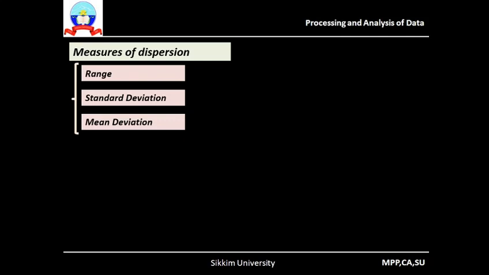So in the next class, we will be discussing measures of relationship, wherein we will discuss variance, covariance, and correlation.